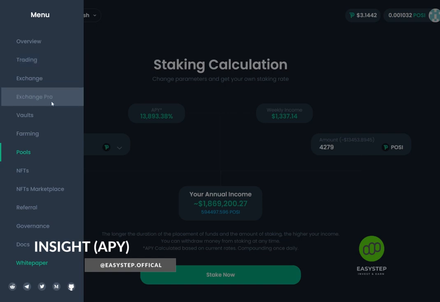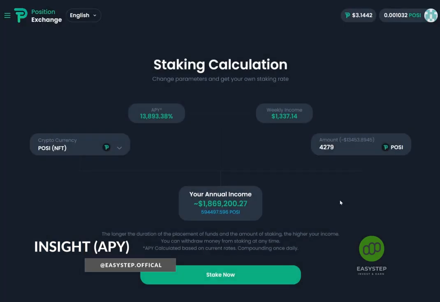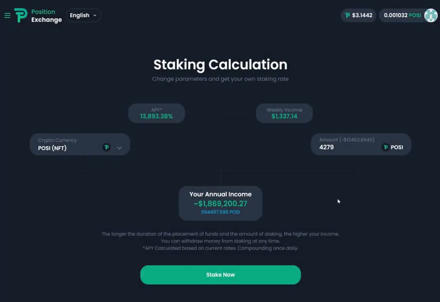Then we have Exchange and Exchange Pro. We have the vaults, farming, and pools, and you can use either one of these to earn interest on the POSI tokens that you purchase. So that's basically how Position Exchange works and how you can use it to your advantage to make money.